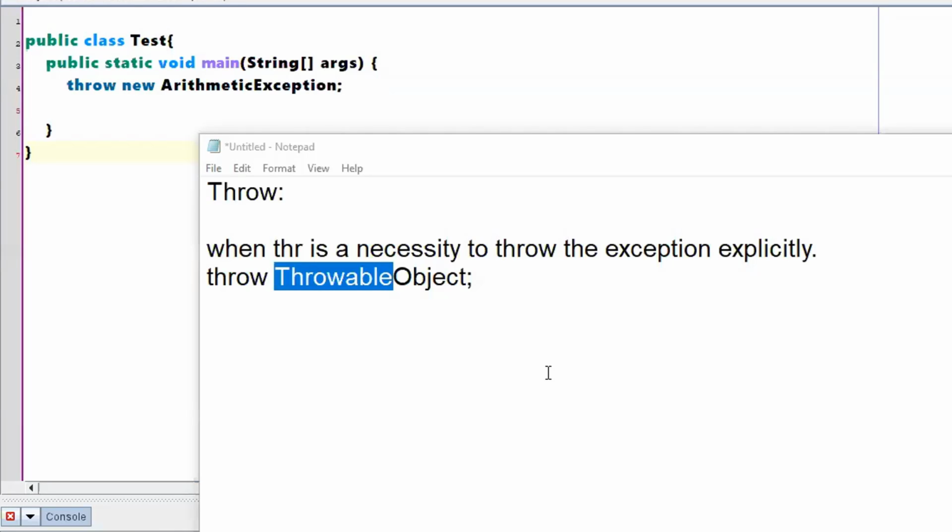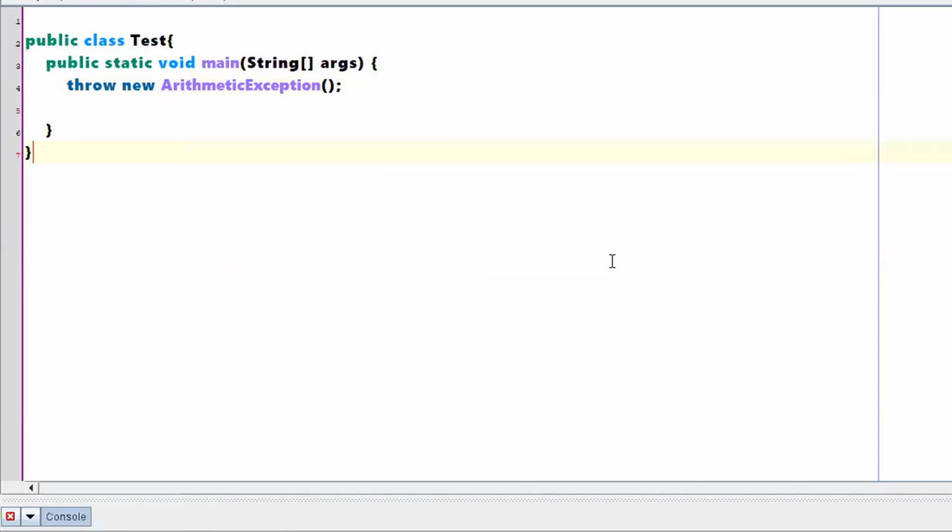When there is a necessity to throw an exception explicitly, you use the keyword throw. Yes, I wrote throw. After throw, what is the argument to be passed? A Throwable object, right? So how to create the object? By using the new keyword, correct? So ArithmeticException. Is this how you create the object?